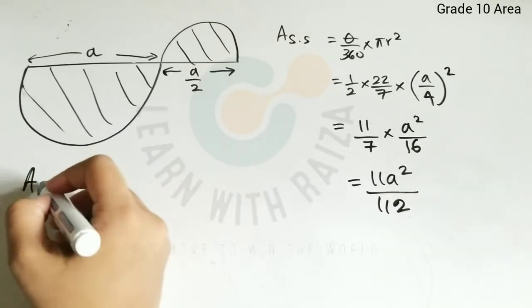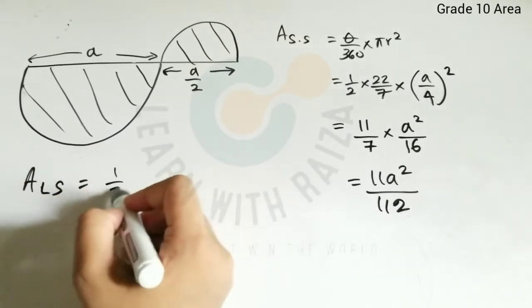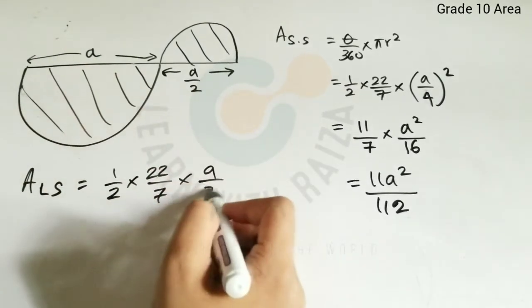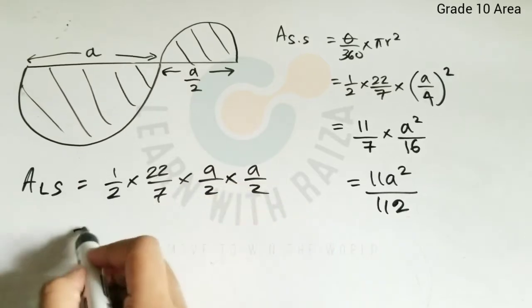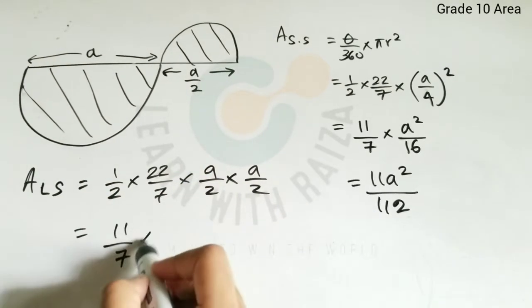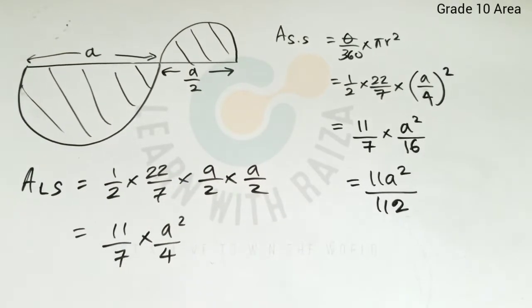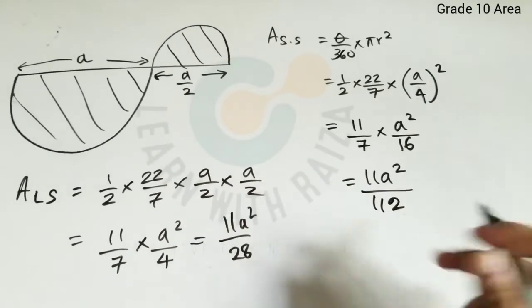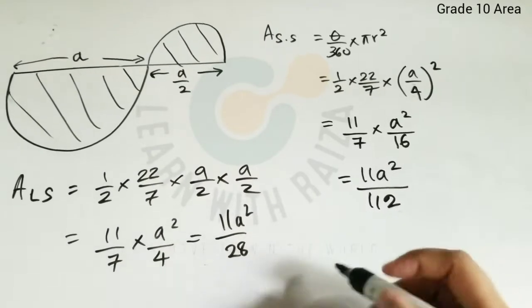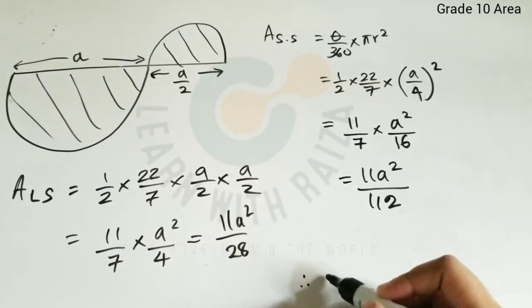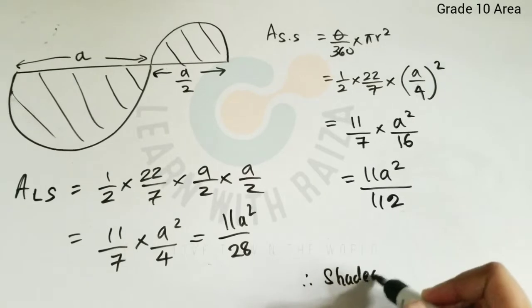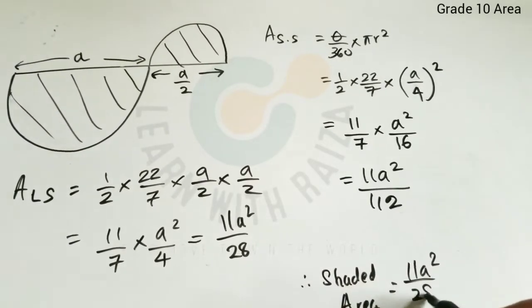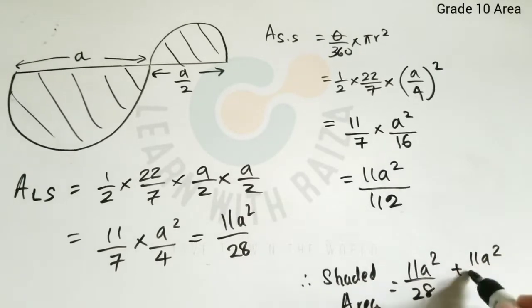So area of the larger sector, you can write half into 22 upon 7 into, here diameter is A, so radius is A upon 2 into A upon 2. So here you get 11 upon 7 into A squared upon 4. So final answer is 11A squared upon 28. So you can see 112 is here, 28 is here. Therefore, shaded area, you have to add both 11A squared upon 28 plus 11A squared upon 112.